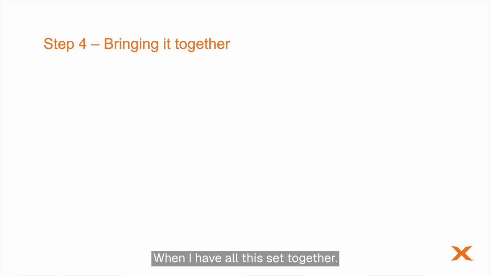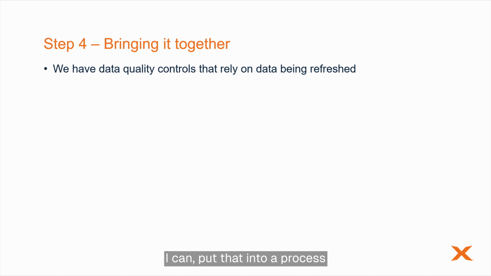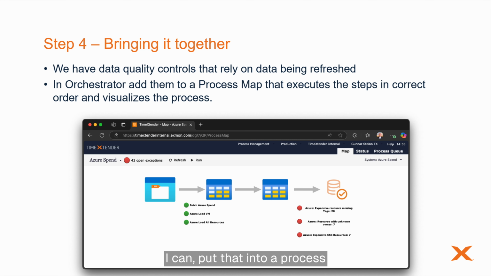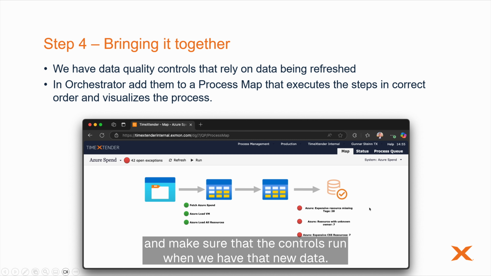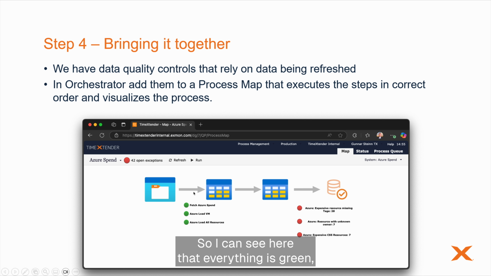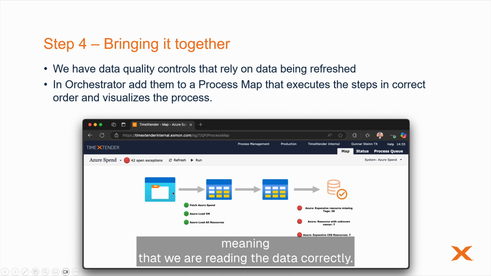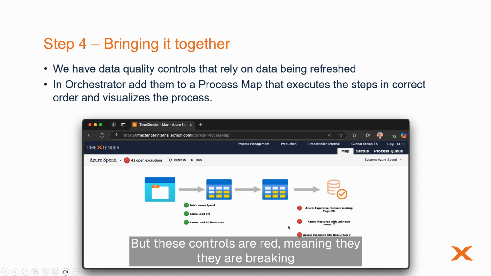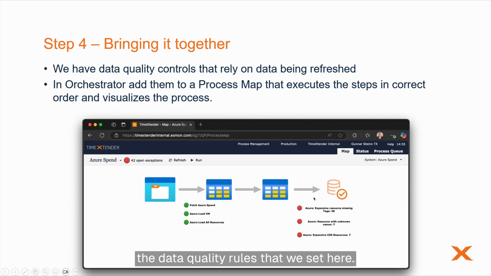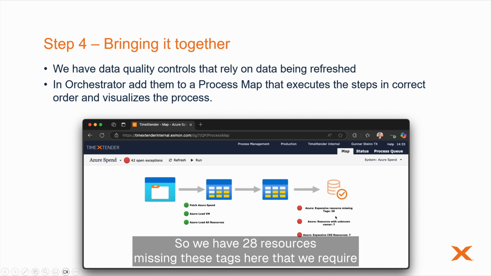When I have all this set together, I can put that into a process and make sure that the controls run when we have fetched new data. So I can see here that everything is green, meaning that we are reading the data correctly, but these controls are red, meaning they are breaking the data quality rules that we set here. So we have 28 resources missing these tags here that we require.